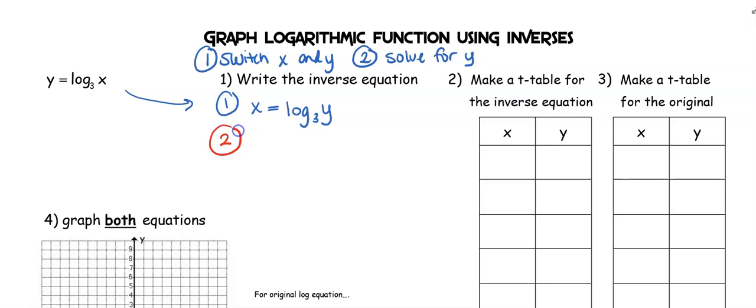Step 2 is I want to get y by itself. This is your loop-de-loop, so it's 3 raised to the x power is equal to y. And I don't know why that bothers me, so I always rewrite it going here.